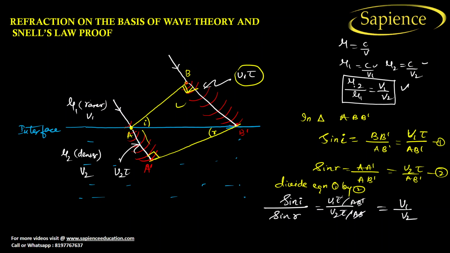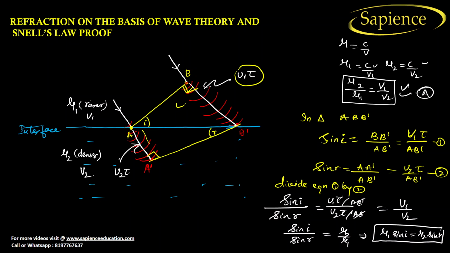Now if you talk about this v1 by v2, from this equation, we get sine i divided by sine r is equal to mu2 by mu1, or we can say that mu1 sine i is equal to mu2 sine r. So this is our Snell's law. Hence Snell's law proved.